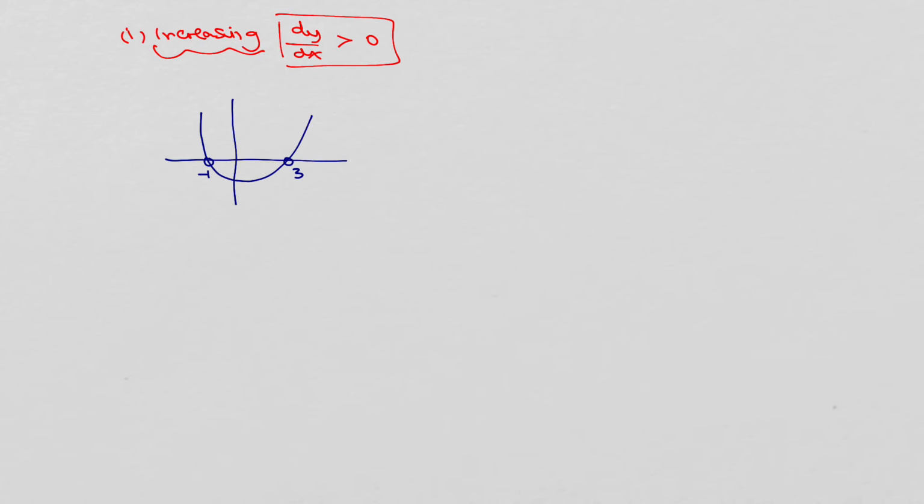I'm looking for where the graph is increasing, so that means the derivative graph has to be above the x-axis. So dy/dx greater than 0 means the graph is lying above the x-axis. So all of this part of the graph is above the x-axis, and all of this part of the graph is above the x-axis. Therefore, the values of x that make the graph above the x-axis are beyond 3 and beyond minus 1. In other words, it is increasing when x is less than minus 1 and when x is greater than 3.